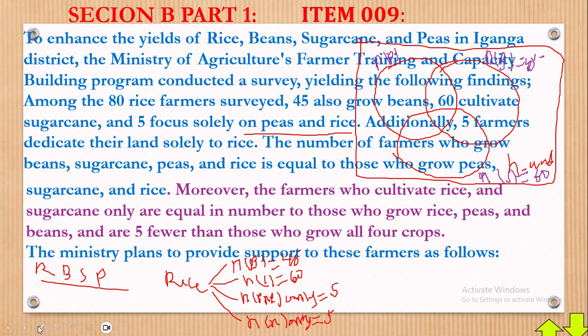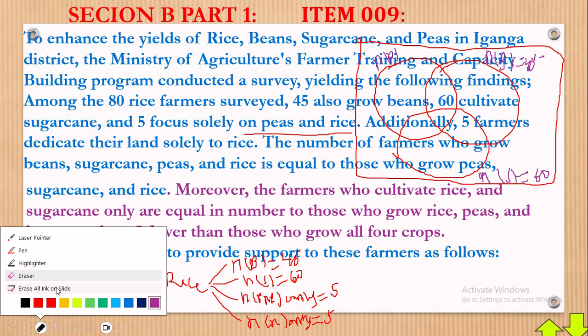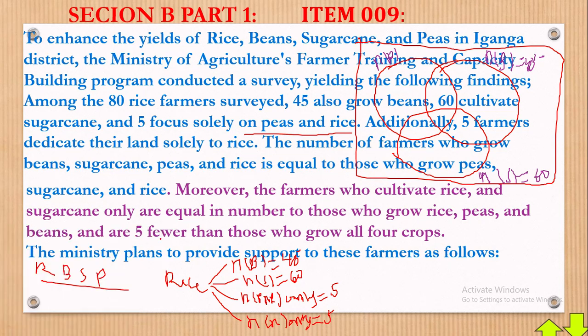Now what you must know here, please, is that as far as sets are concerned, we can only deal with a 2-set diagram like this, or a 3-set diagram. A 3-set diagram means that you must deal with 3 items. Like, for example, here we have 4: rice, beans, sugarcane, and peas. It means that you must deal with 3.